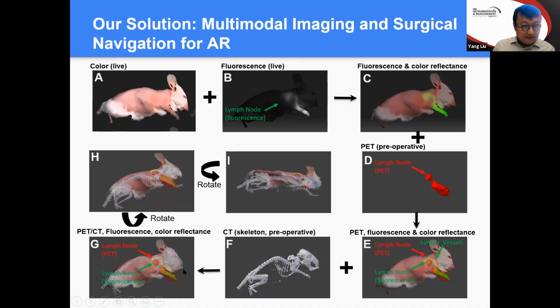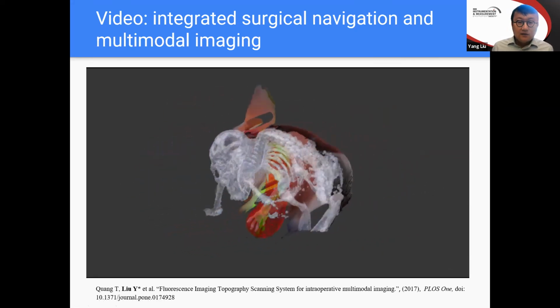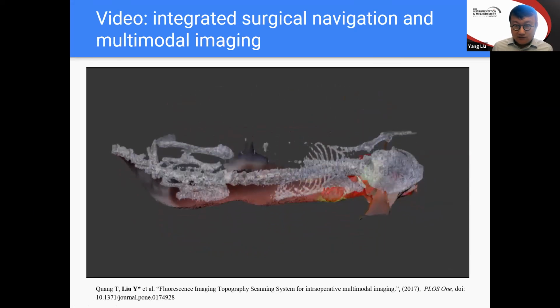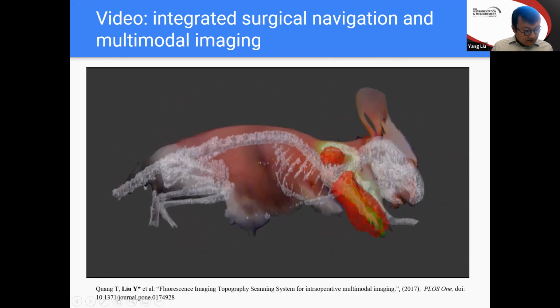In this particular case, if you look at figure E, you can see color reflectance, and you also see fluorescence, which is shown by the green color. Actually, you could even see the lymphatic vessels in the rodent, which are less than 1 millimeter. And on top of that, you could also visualize the CT data. In figure G, you could also see the scanning data. So instead of having several monitors here and there, the surgeon can have all the information in front of their eyes in 3 dimensions. This is very exciting.